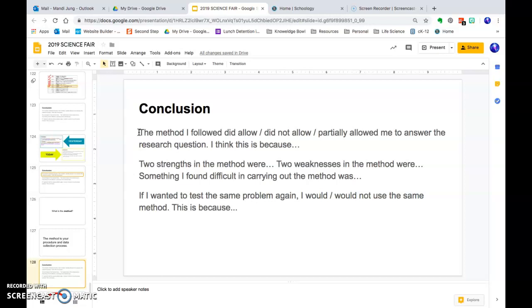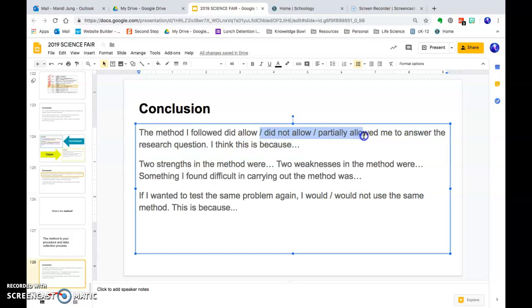So you may need to go back and look at your research question. I know mine from my marble lab, and that is, how does changing the mass inside the cup affect the distance the cup travels? So I would say that what we did in that lab did allow us to answer that research question. So I'm going to delete these other options. You may have did not allow, partially allowed. You may have a different answer. But for me and for my lab, that did allow me to answer the research question.